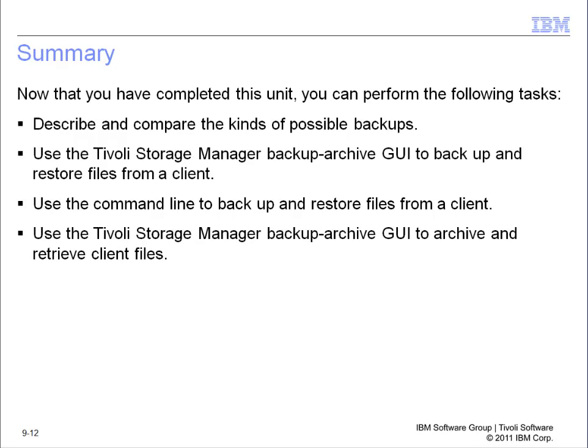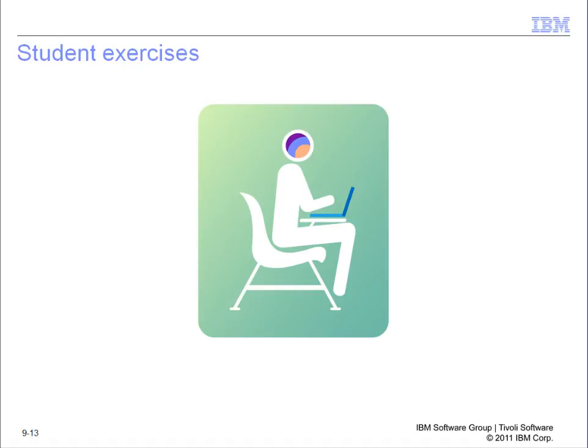This completes Unit 9. Now that you've completed this unit, you can describe and compare the types of possible backups, use TSM to backup, use the TSM backup GUI to backup and restore files, use the TSM command line to backup and restore files, and use the Tivoli Storage Manager backup GUI and command line to use the archive and retrieve functions. You can now do the student exercises for Unit 9.